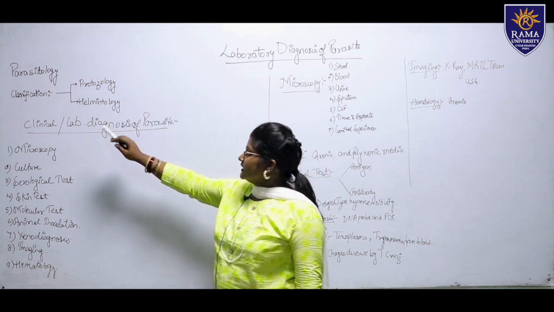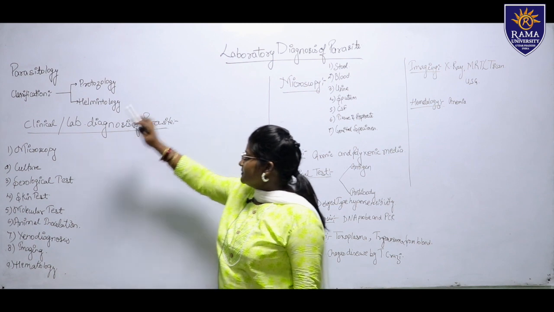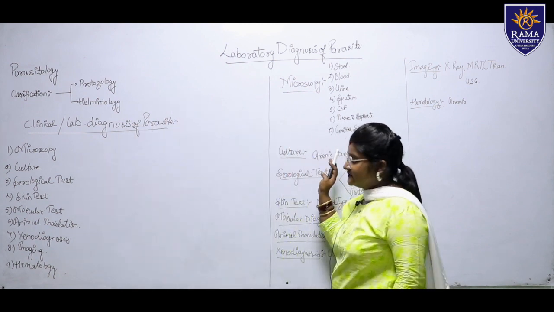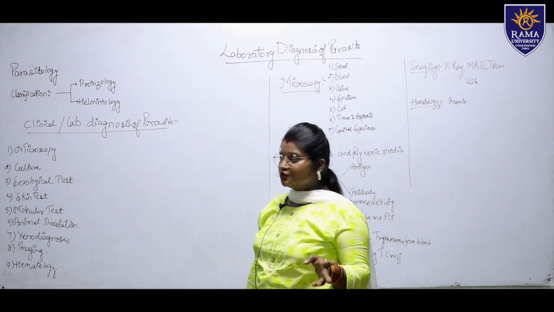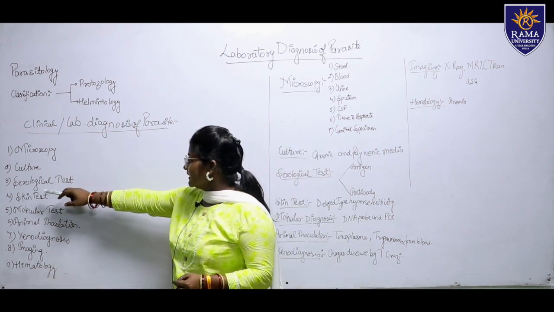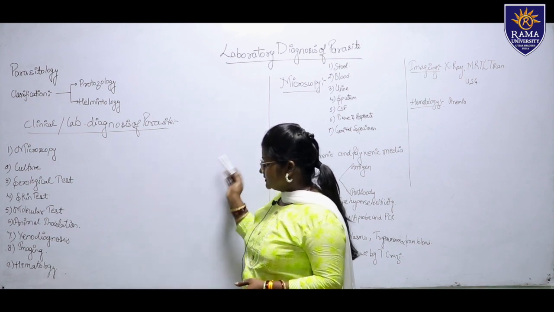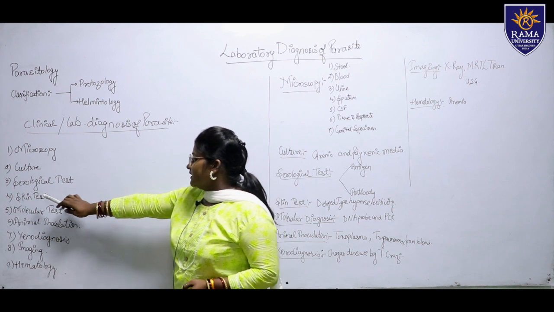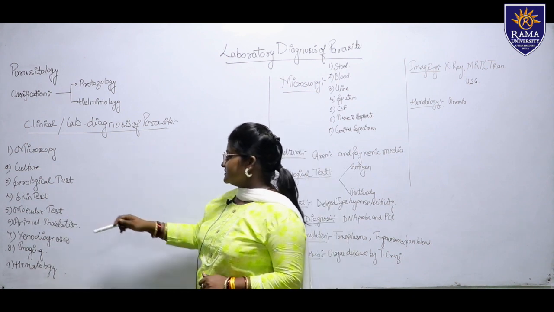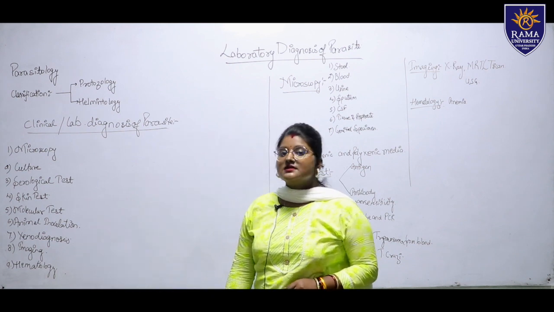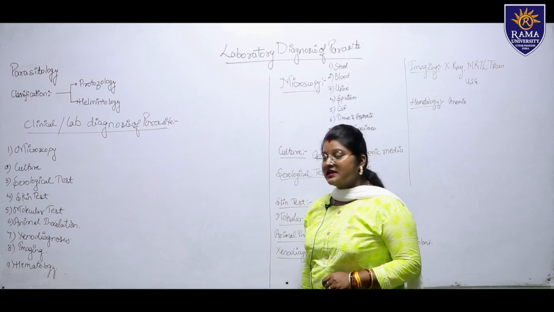Now, let us talk about the clinical and lab diagnosis of parasites. It includes microscopy, which can be further divided into many parts, like seven parts. Now, culture. Culture is done only on two media, as I already told you. Number three is serological test, which can be divided into further activities. Number four is skin test, number five is molecular test, number six is animal inoculation, number seven is xenodiagnosis, number eight is imaging, and number nine is hematology.